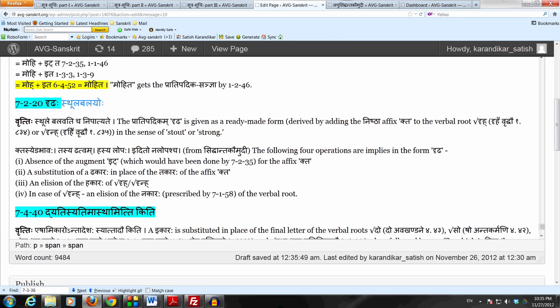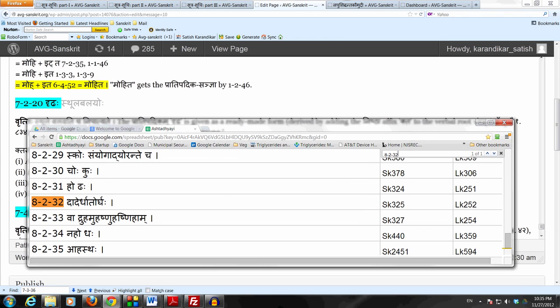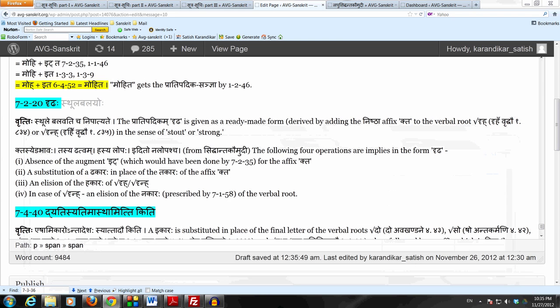Remember one more thing, that if Panini had just stopped the idagamaha, then what would have happened? After getting drh plus ta, we'd have to deal with dader dhator gha. Dader dhator gha would have come to apply, which is 8-32. So that also is being bypassed by this ready-made form, because just stopping the idagama is not enough here. We have to also stop the dader dhaturgha.